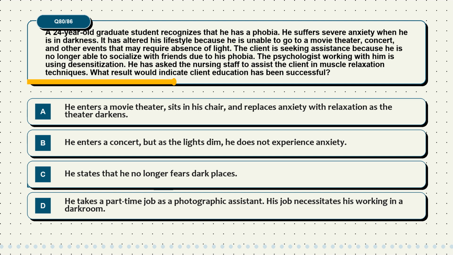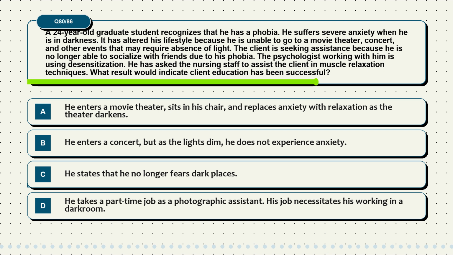The psychologist working with him is using desensitization. He has asked the nursing staff to assist the client in muscle relaxation techniques. What result would indicate client education has been successful? Here are the options. Option A. He enters a movie theater, sits in his chair, and replaces anxiety with relaxation as the theater darkens.